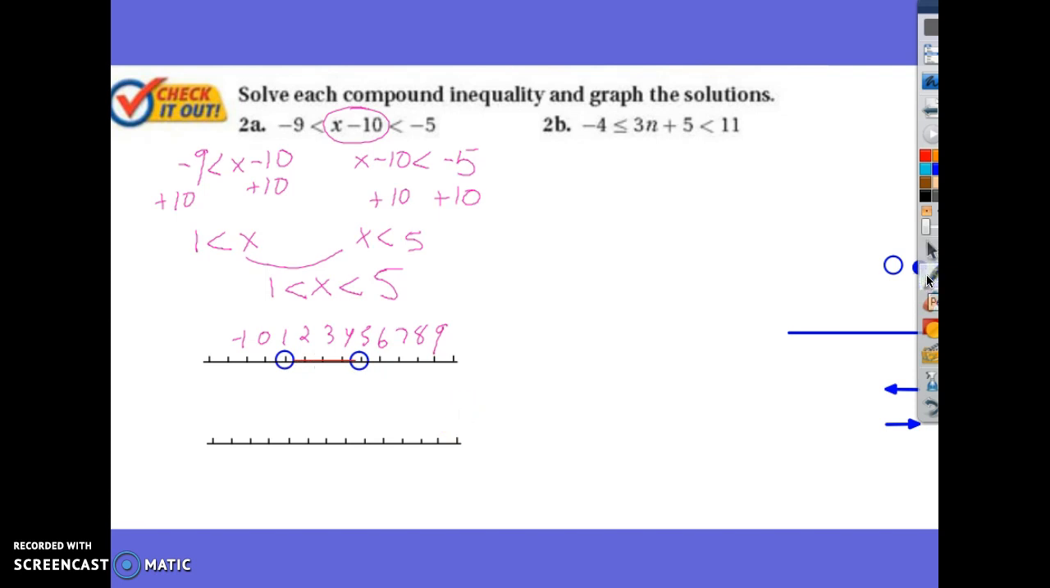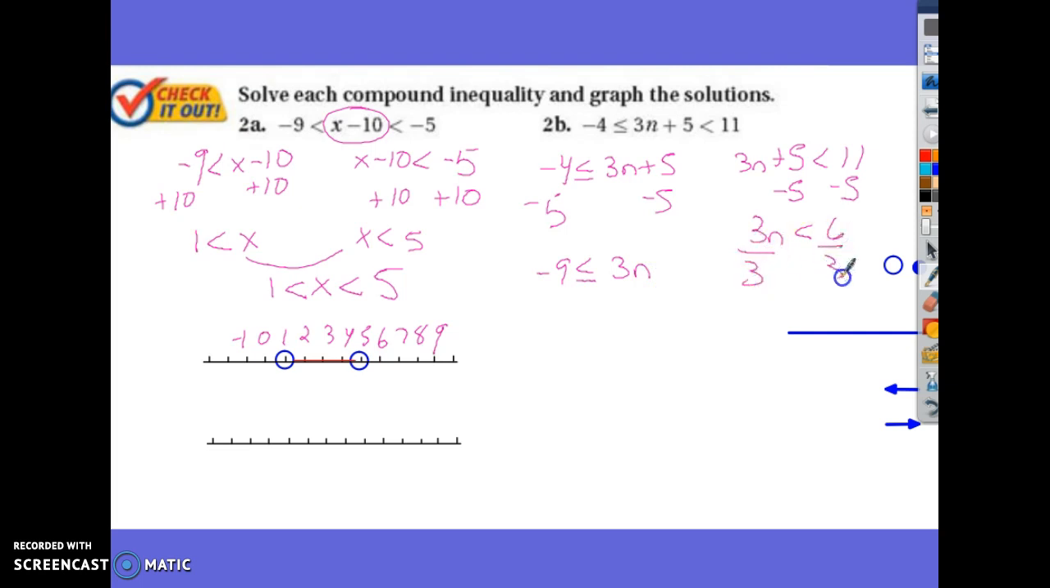Okay, let's try 2b. -4 is less than or equal to 3n plus 5, and 3n plus 5 is less than 11. Subtract 5: 3n is less than 6, and -4 minus 5 gives us -9 is less than or equal to 3n. Isolate the variable. n is less than 2. Isolate the variable. We're not multiplying or dividing by a negative, so we're good to go. So we have -3 is less than or equal to n.